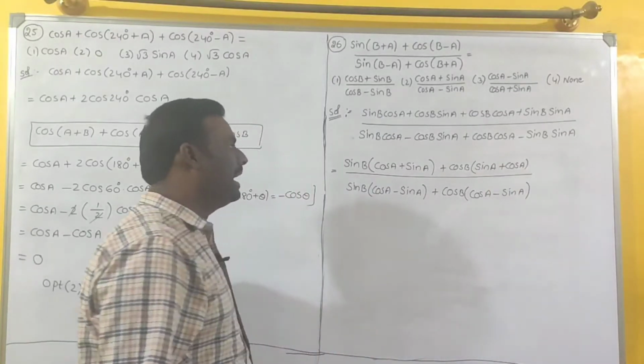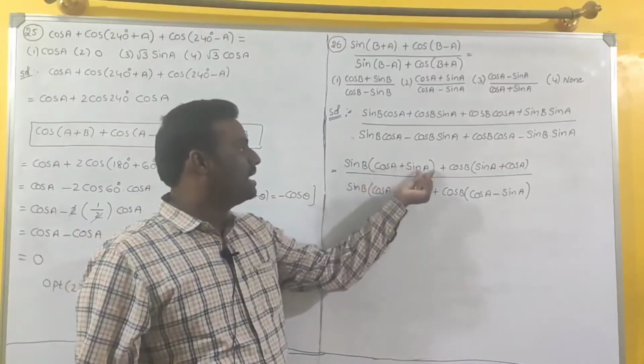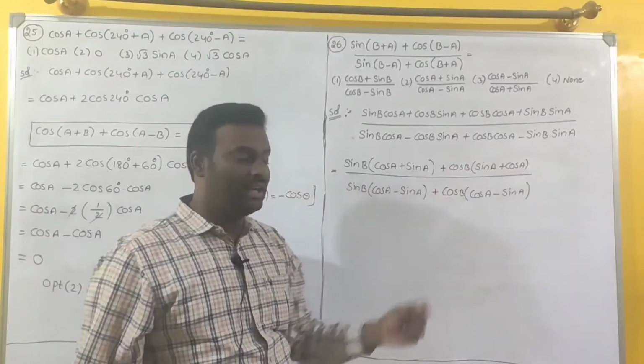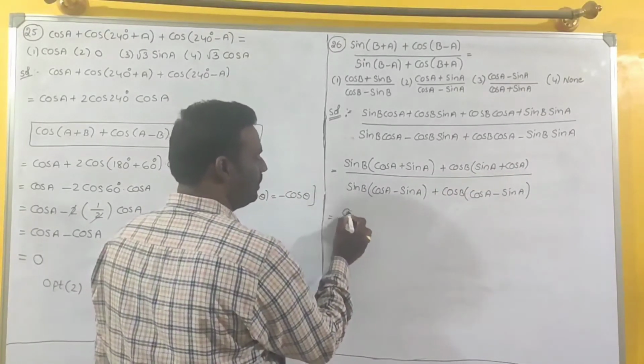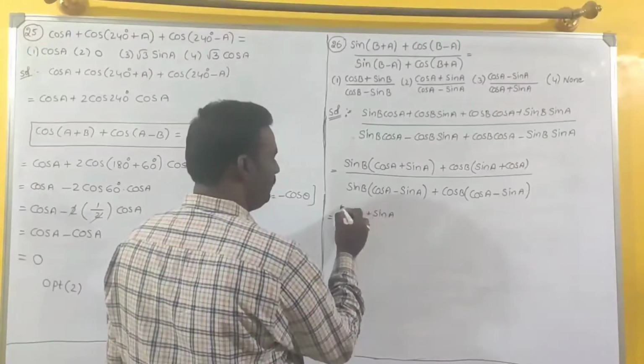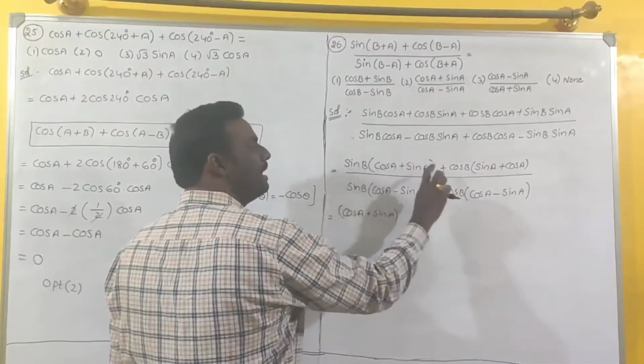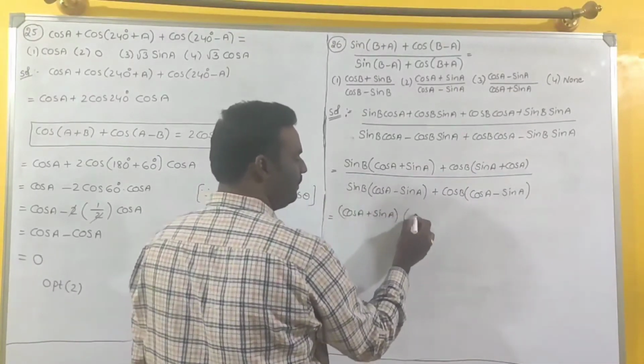Okay. Again in the numerator, which is common? Cos A plus sin A. I can take cos A plus sin A common. If you take this value and this value common, what is remaining? Sin B plus cos B.